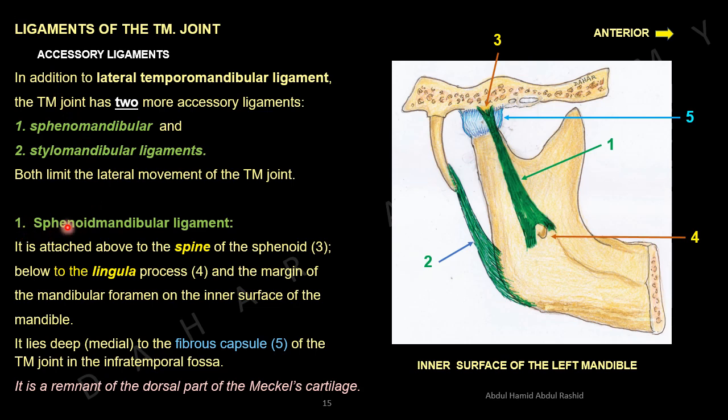Number 1, the sphenomandibular ligament. It is attached above to the spine of the sphenoid, number 3, and below it is attached to the lingula and the margin of the mandibular foramen on the inner surface of the mandible, number 4. The sphenomandibular ligament lies deep, that means medial, to the fibrous capsule of the temporomandibular joint in the infratemporal fossa. It is a remnant of the dorsal part of Meckel's cartilage.